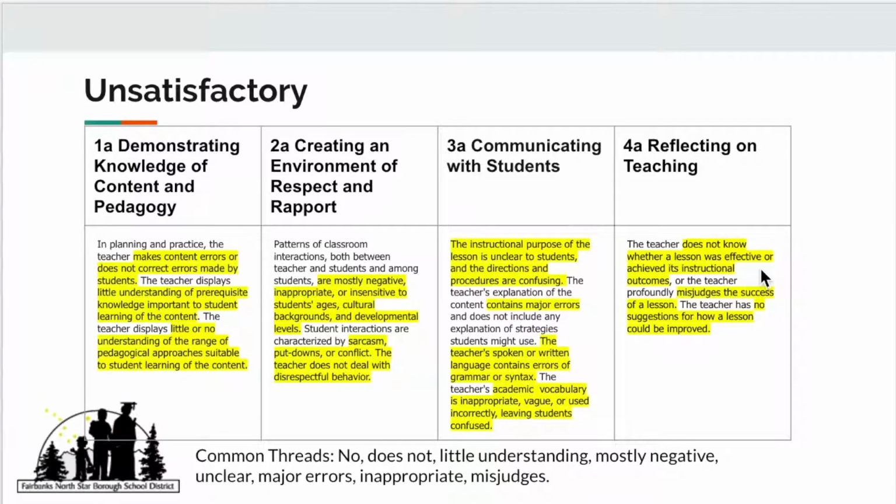The teacher does not know whether a lesson was effective or achieved its instructional outcomes. The teacher misjudges the success of the lesson and doesn't have any idea how the lesson can be improved. Some common threads include these words: no, does not, little understanding, mostly negative, unclear, major errors, inappropriate, and misjudges.